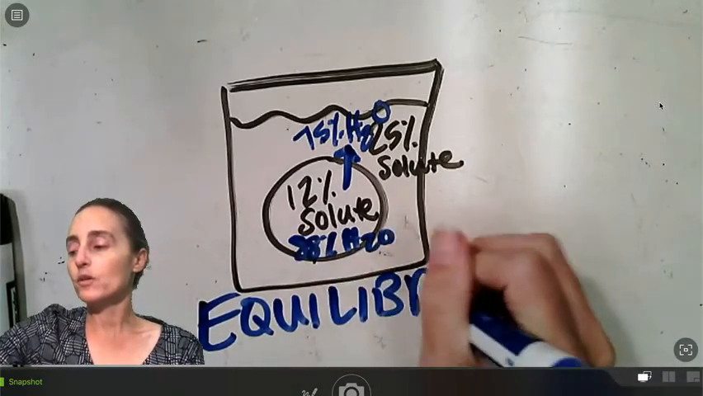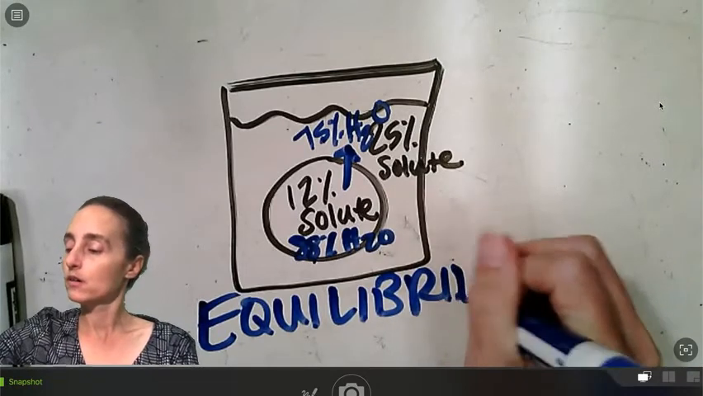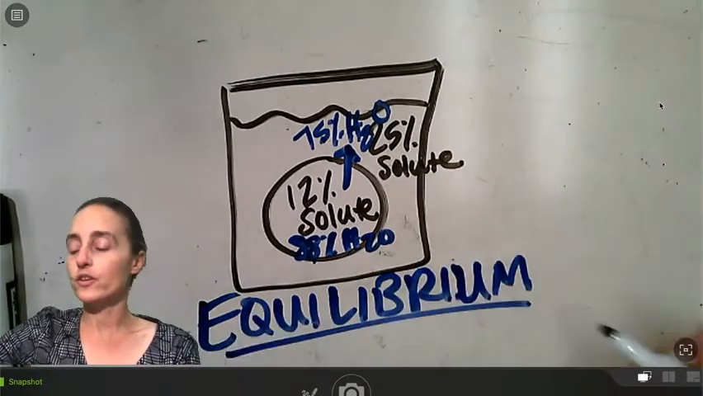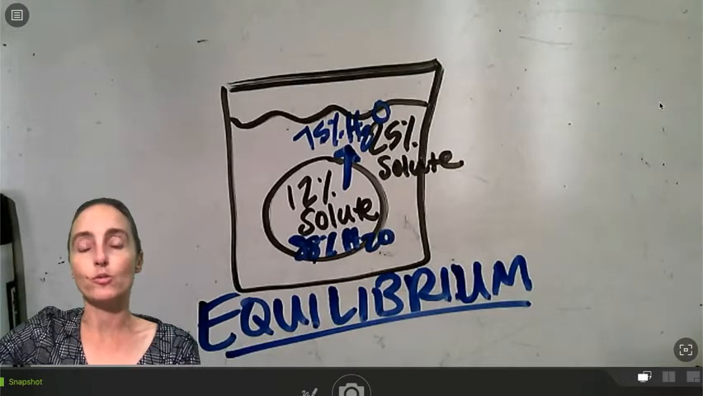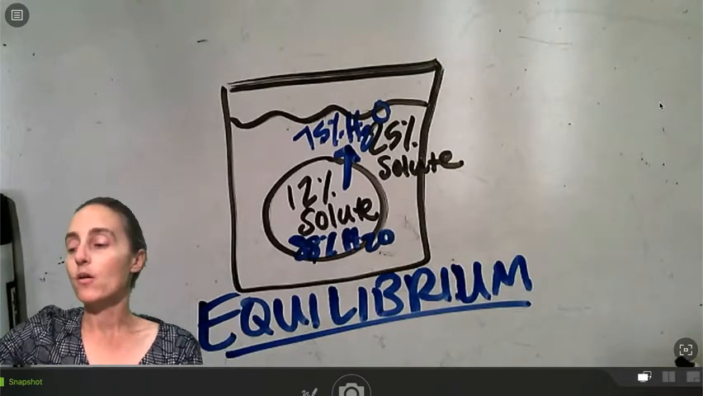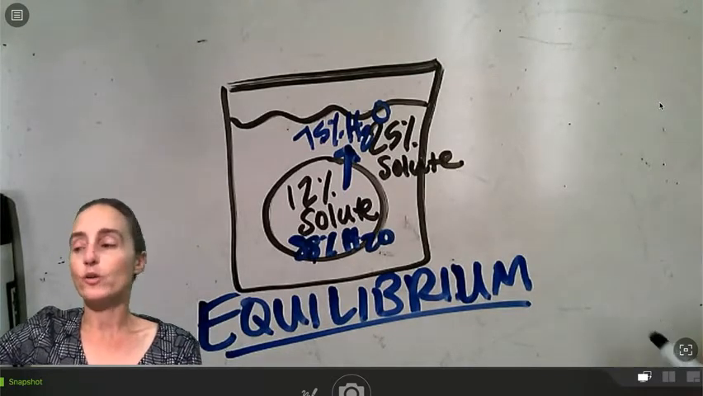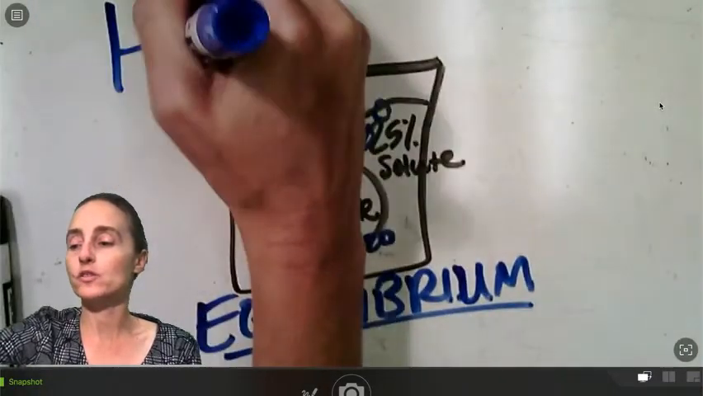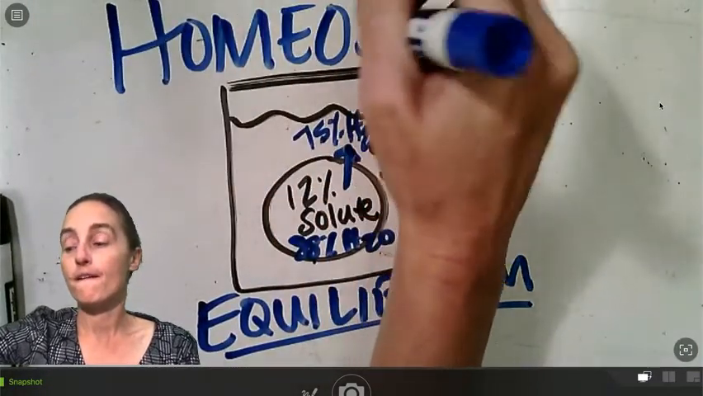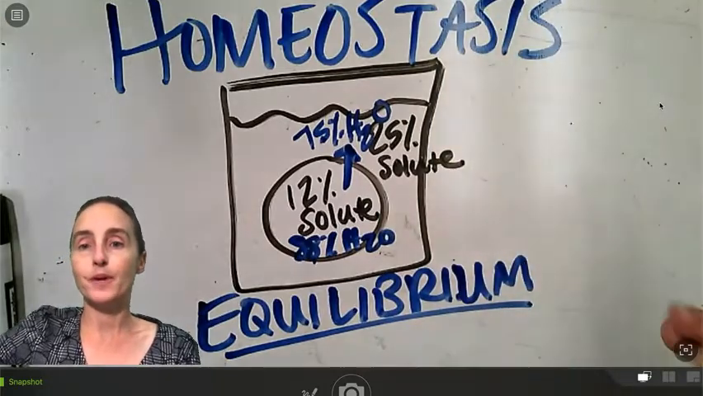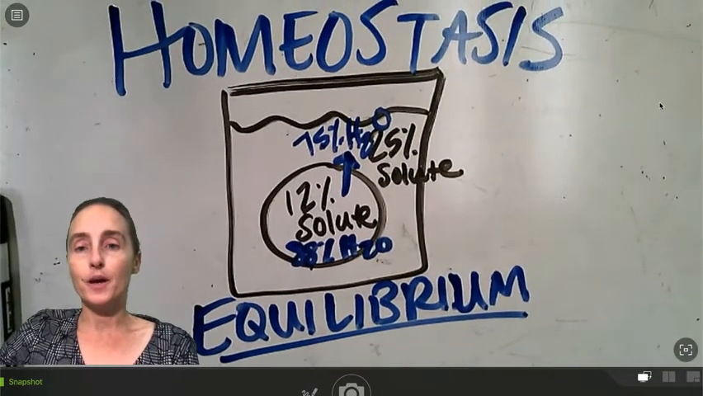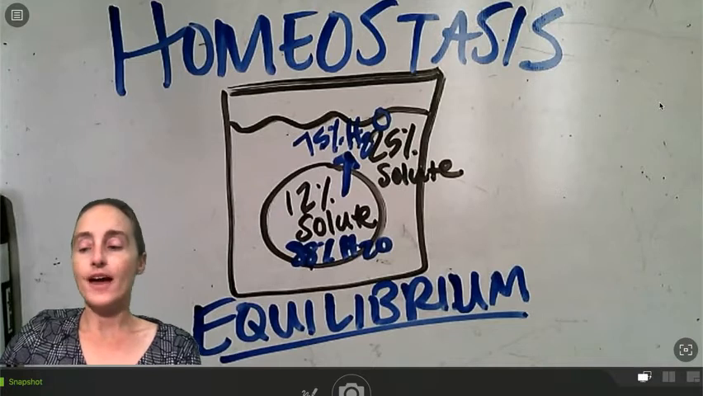Okay, so equilibrium is the goal. That's what the cell will do naturally. It will try to reach equilibrium. Now, sometimes you might have heard a word called homeostasis. Okay, homeostasis is a big word that basically means keeping a balance. Keeping a balance in the cell. The cell has to have a balance.